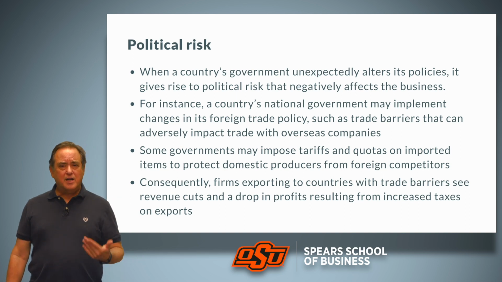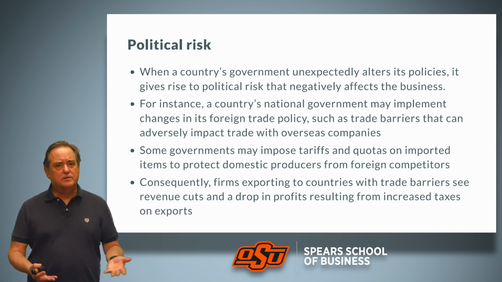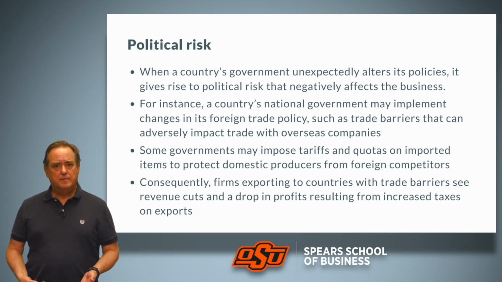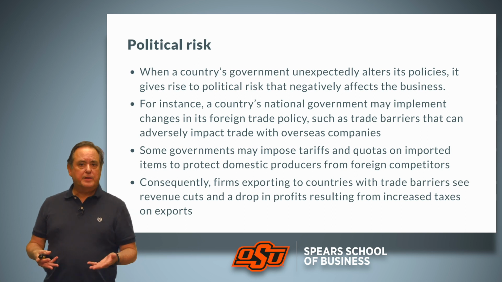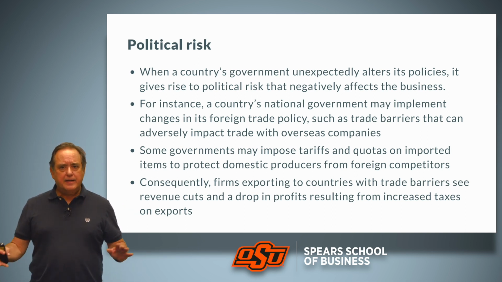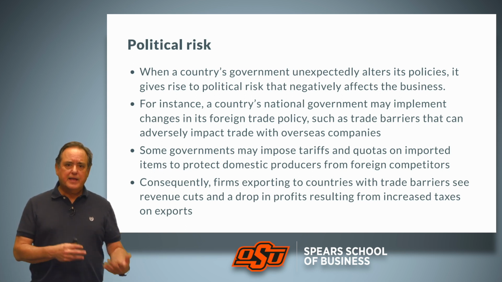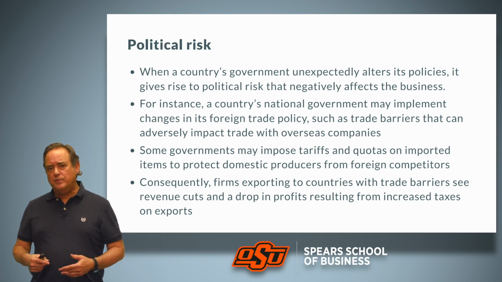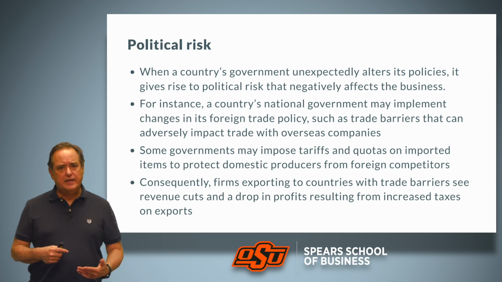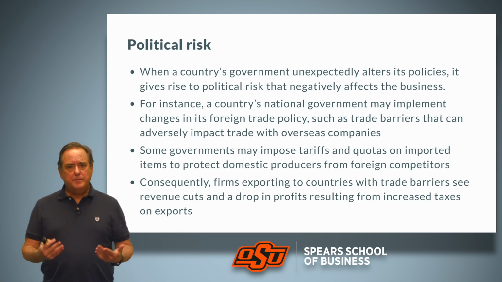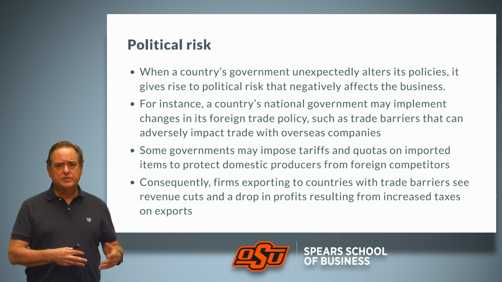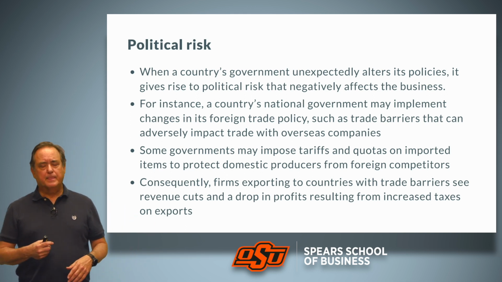Political risk. When a country's government unexpectedly alters its policies, it can give rise to a political risk. A country's national government may implement changes in its foreign trade policy and erect trade barriers that can adversely impact trade with overseas companies. When Donald Trump was elected president in 2016, one of his largest priorities was reducing the nation's trade deficit with China. And how do you do that?